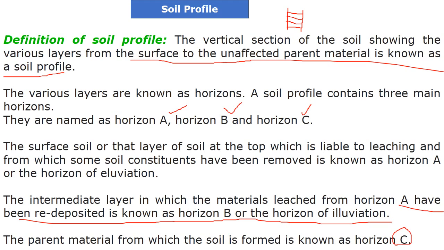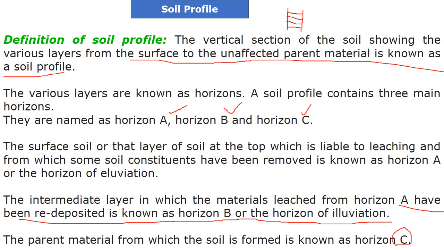Means such a type of vertical section of the soil, and there are various types of layers, the first layer, second layer, third layer. Such types of layers we can consider as the soil profile. The various layers are known as the horizons. The soil profile contains three main horizons. They are named A, B and C. There are three important layers, A, B and C.